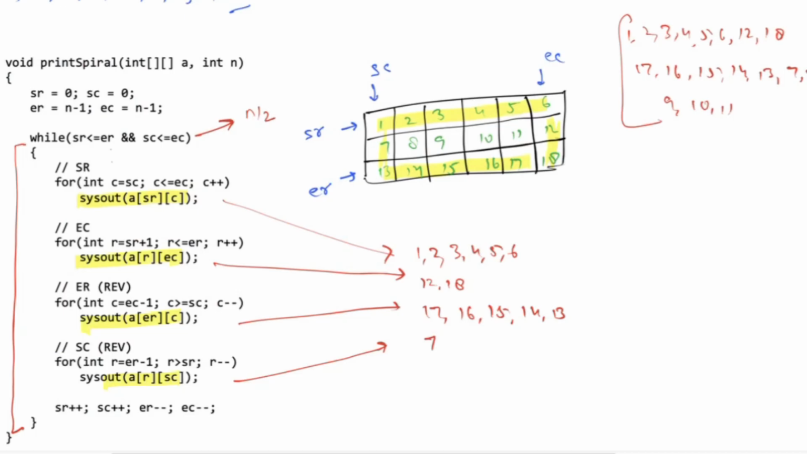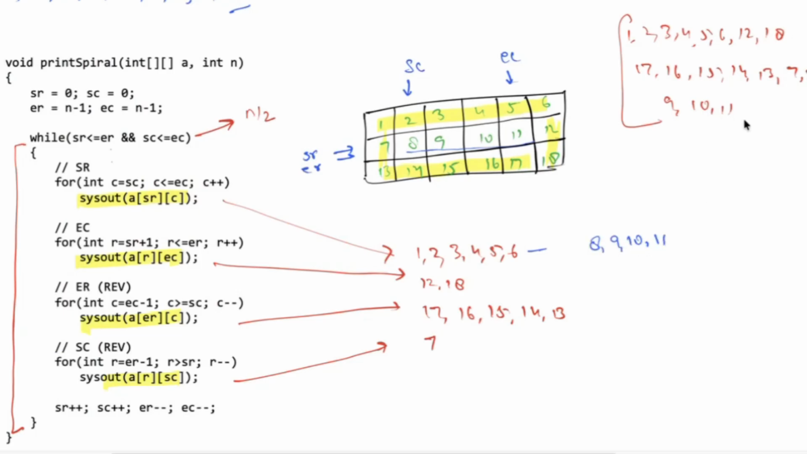Now what will happen is that starting row plus plus means that starting row will come here, and end row minus minus means that end row will also come here. Starting column plus plus means that starting column is here and end column minus minus means that end column is here. The first for loop will print the starting row: 8, 9, 10, 11.